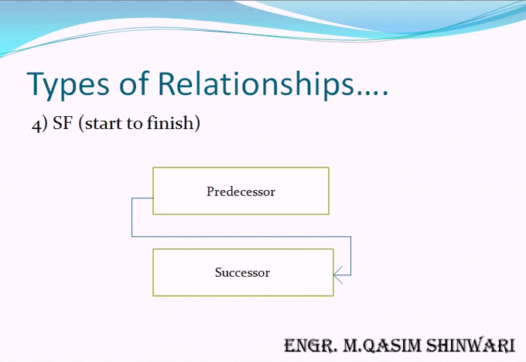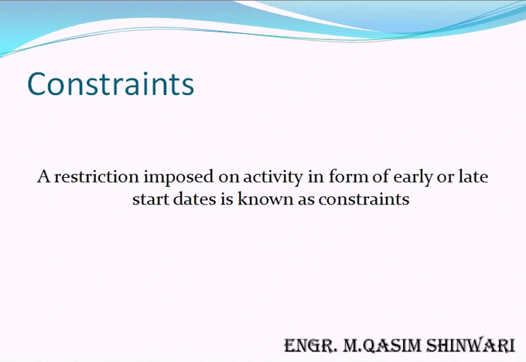One more thing here we will do is constraints. What are constraints? A constraint is actually a restriction imposed on an activity in the form of early or late start dates. For example, we cannot start a specific task before a specific date. Then we have to apply a constraint. How we will do this, you will learn in this tutorial.